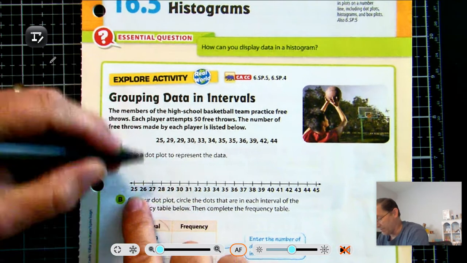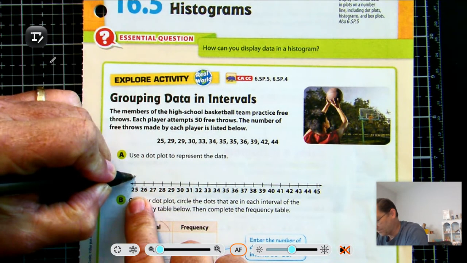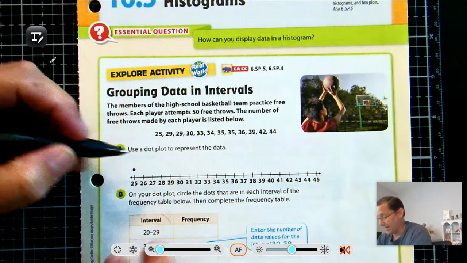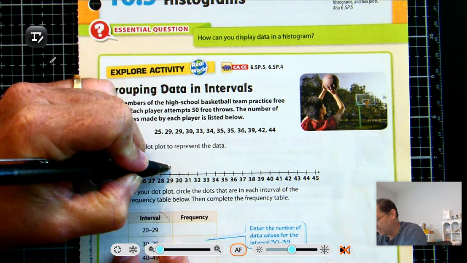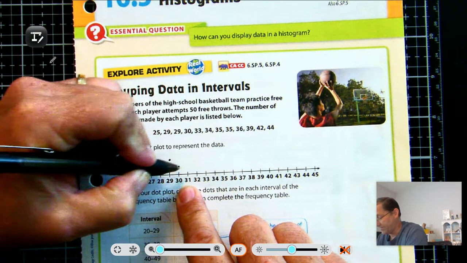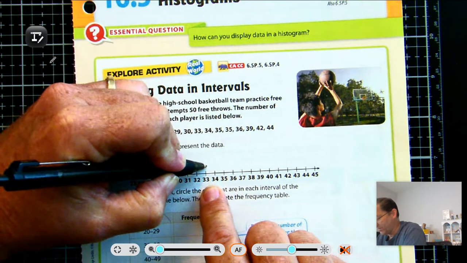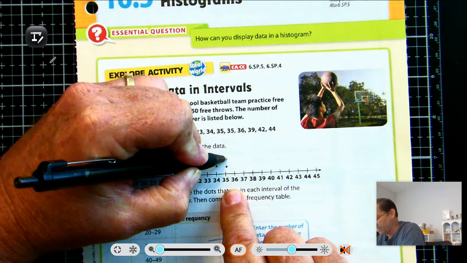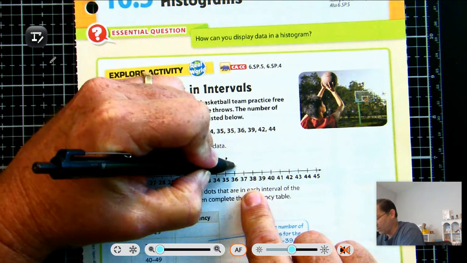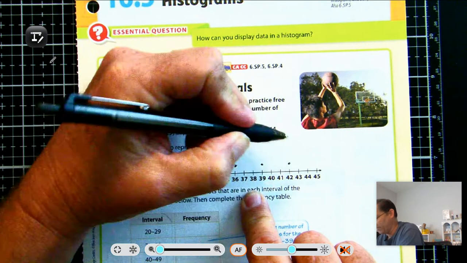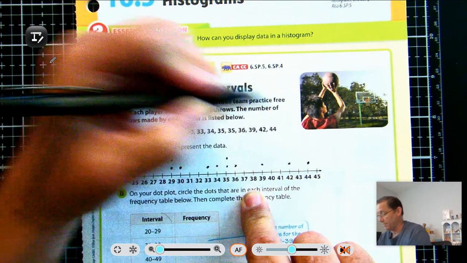So we're going to put a dot above 25. We're going to put two dots above 29. We'll put one above 30, one above 33, one above 34, two above 35, one above 36, one above 39, one above 42, and one above 44.